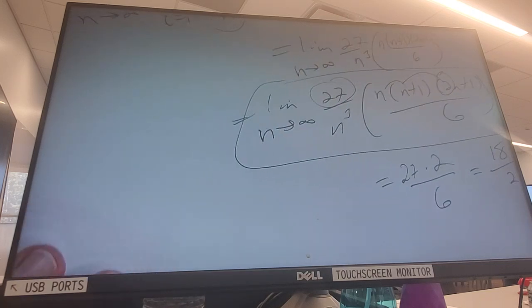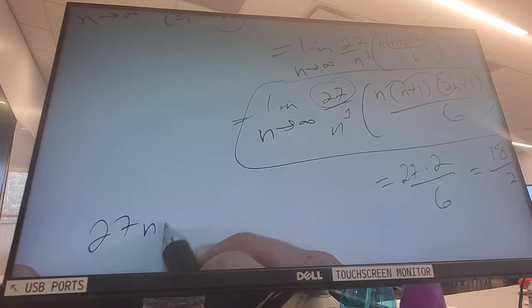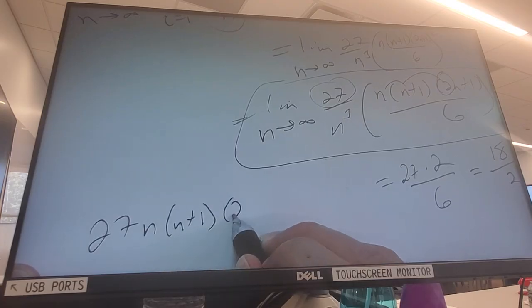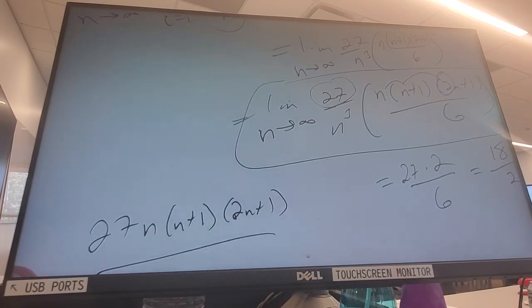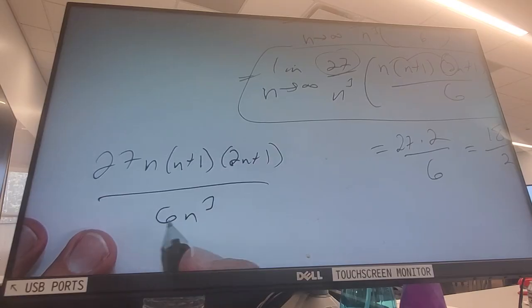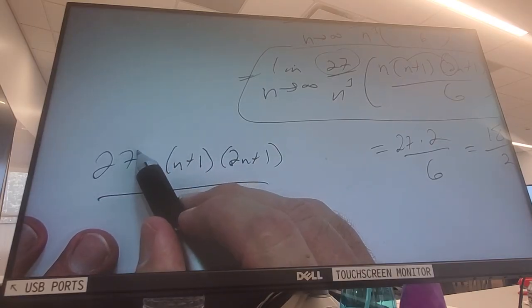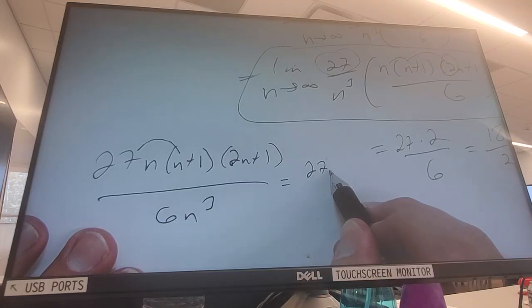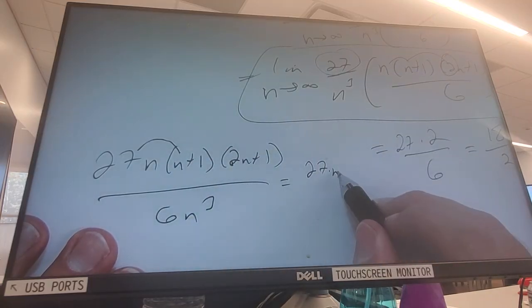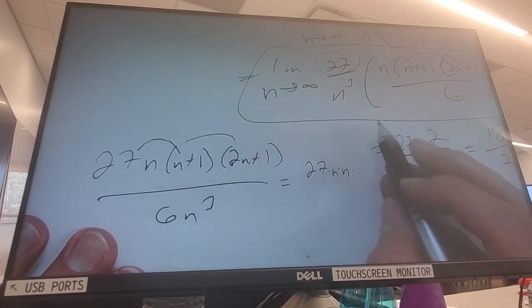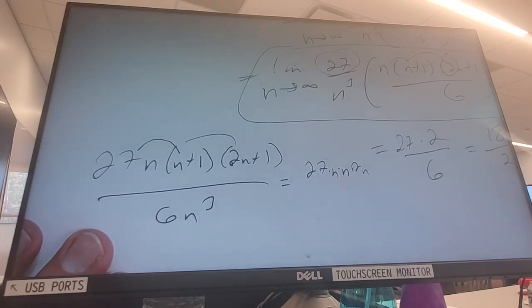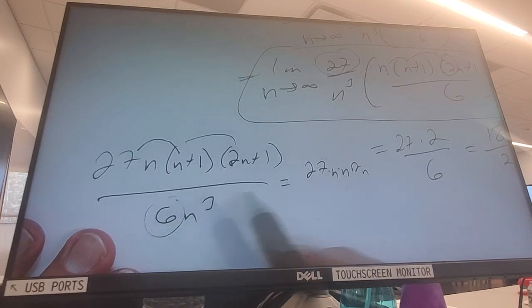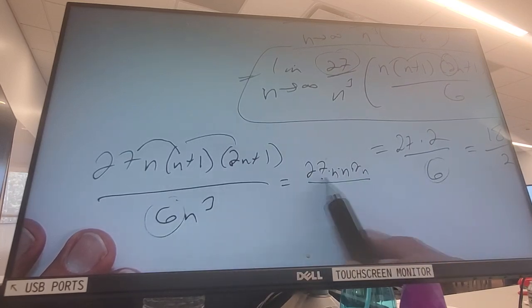If you don't quite see that, look here. Let me write this by itself over here. If you were to multiply the top out, what's the first term you would get? 27 times n times 2n. Yes? That would be 27 times 2n cubed. So what's the coefficient of n cubed on the bottom? 6. What's the coefficient of n cubed on the top? 27 times 2.